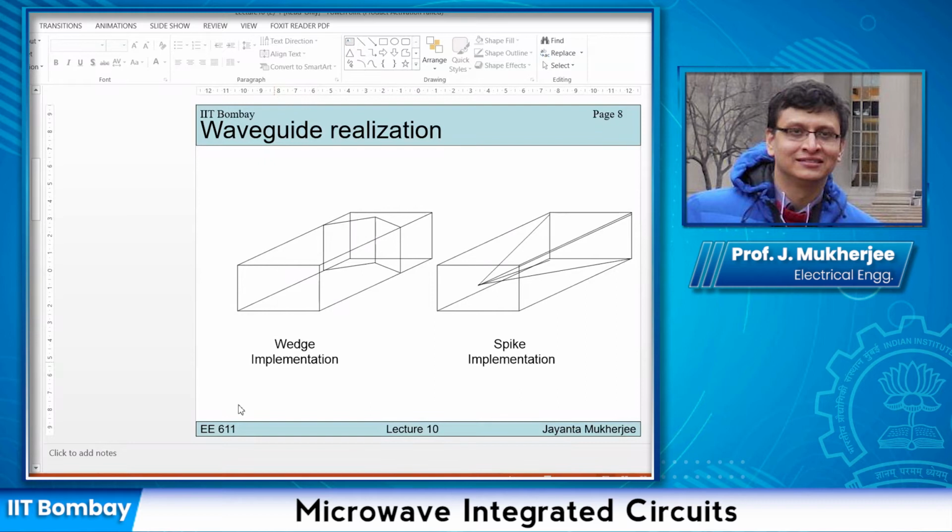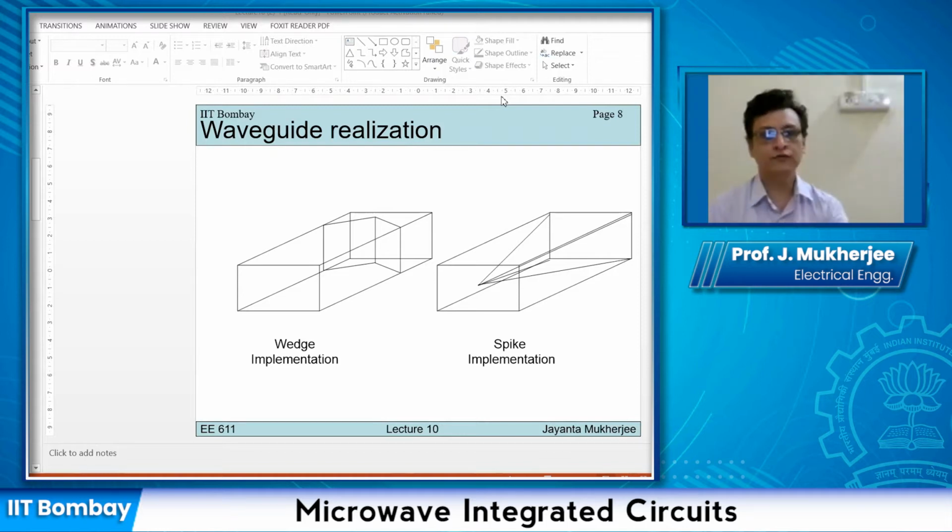Okay, so that was all about one port devices. Please go through your notes carefully. All these diagrams are there in your notes. In the next part, we will be covering the two-port devices.